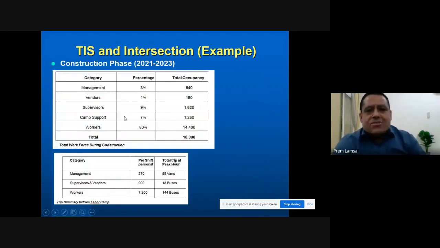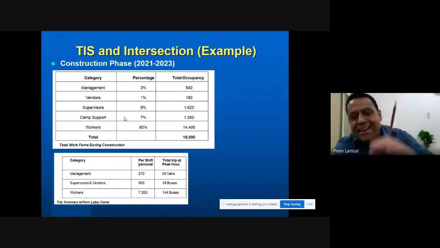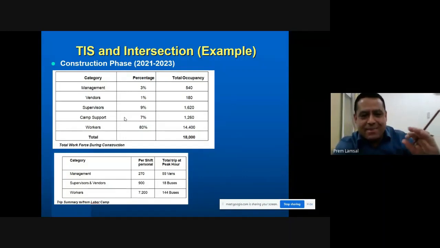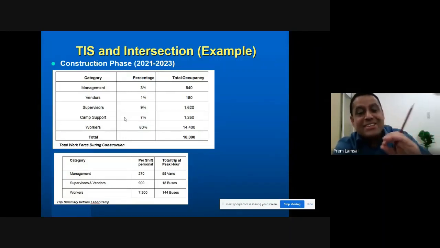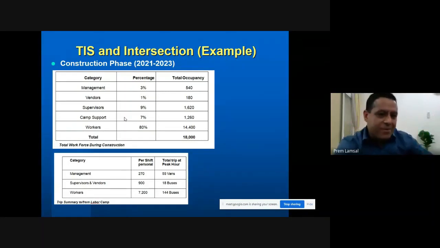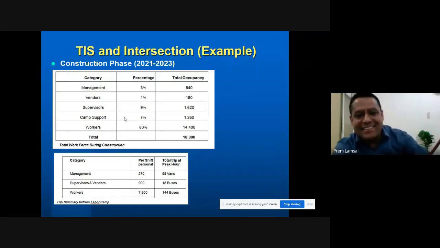In this chart, I'm just trying to show you what is happening in the construction phase. There are a total of 18,000 employees, including the workers, supervisors, vendors, and management team, who are going to work there. The total number of people going to that site during construction is 18,000. To design the proper intersection, we need such detailed data. Then only can we decide what traffic volume is being added there, and based on that we can find the control type or type of intersection.